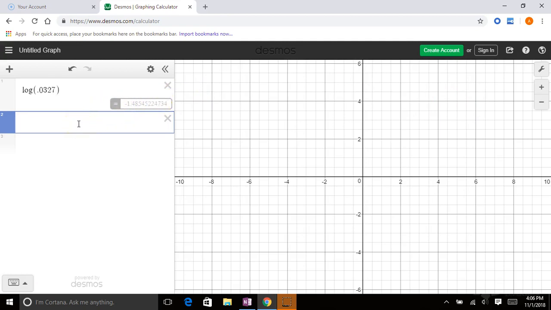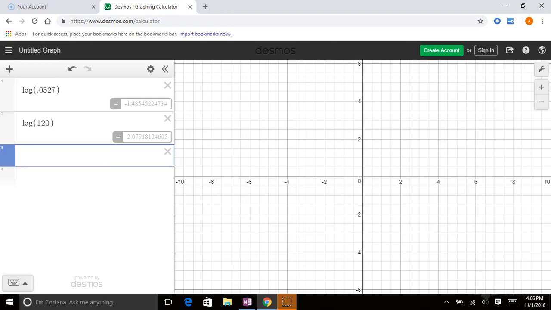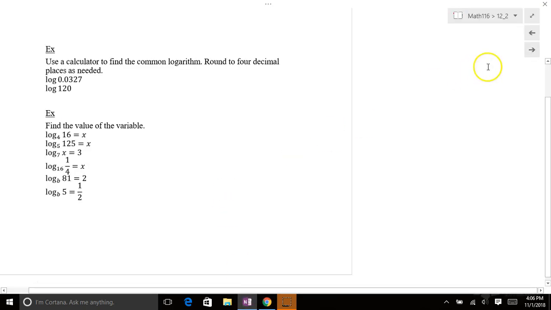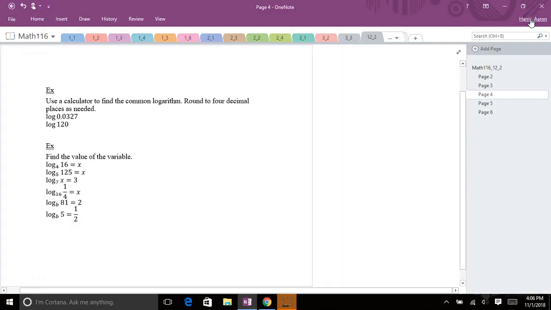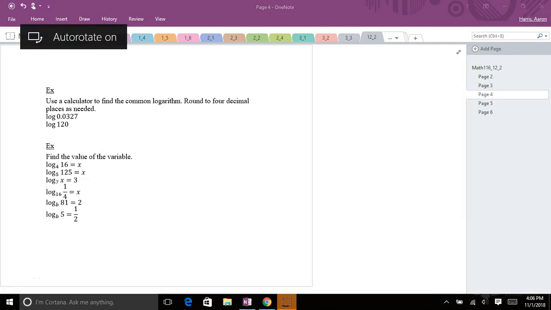The next one was log of 120. You get 2.07918, and so on. Okay, so that's how you think about those, and that's how you can punch those in. Now find the value of the variable on this next part.